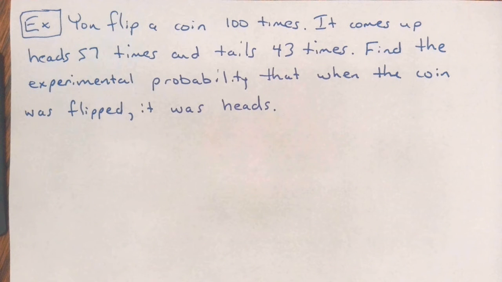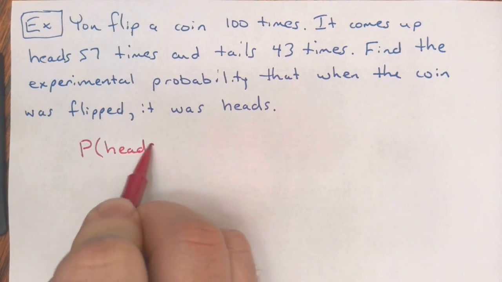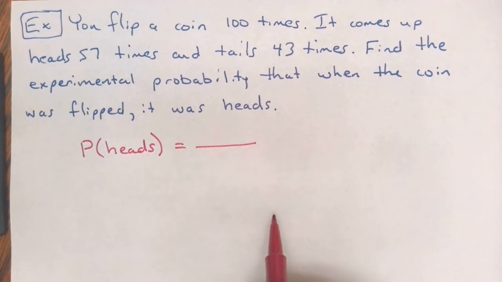So in this problem, you flip a coin 100 times, it comes up heads 57 times and tails 43 times. Find the experimental probability that when the coin was flipped, it was heads. So we want to calculate the probability that we are getting heads for this particular experiment.